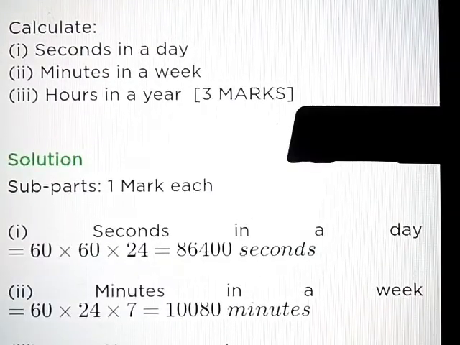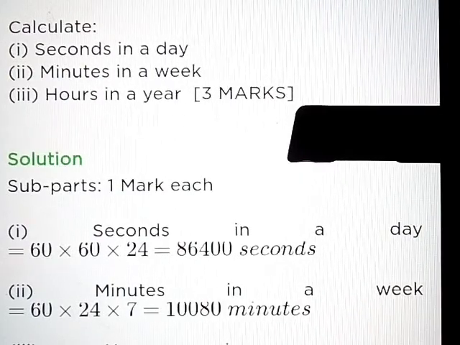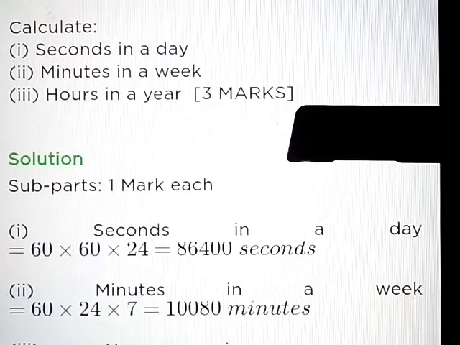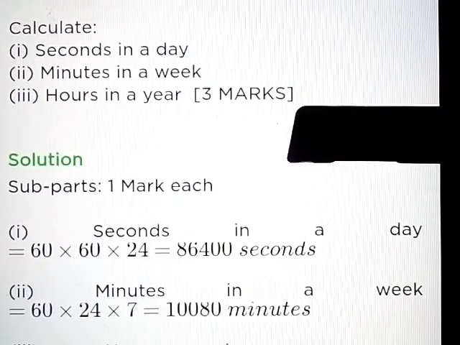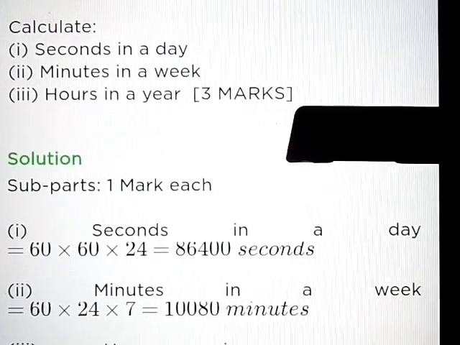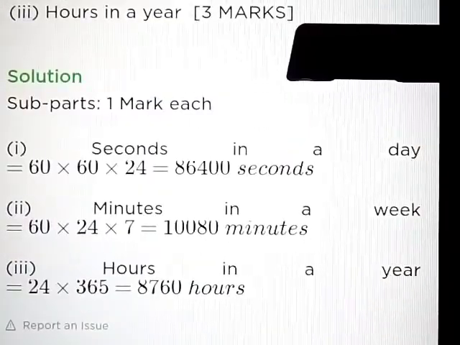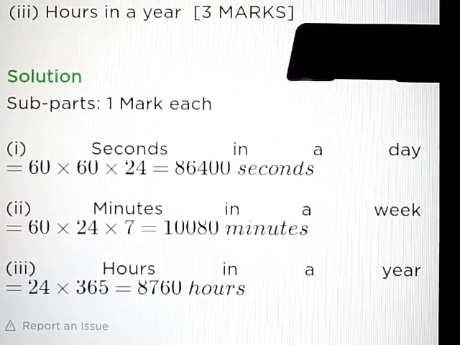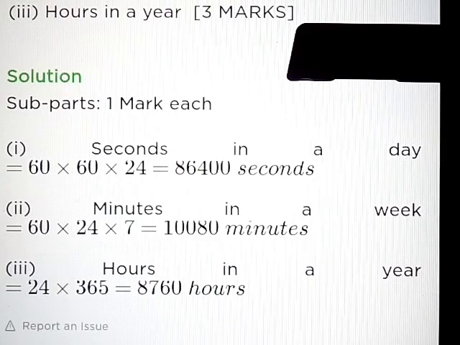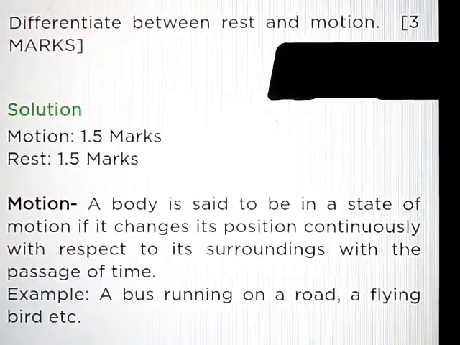Question number 6. Calculate part A, seconds in a day. Answer. 86,400 seconds. Minutes in a week. 10,080 minutes. Hours in a year. 8,760 hours.